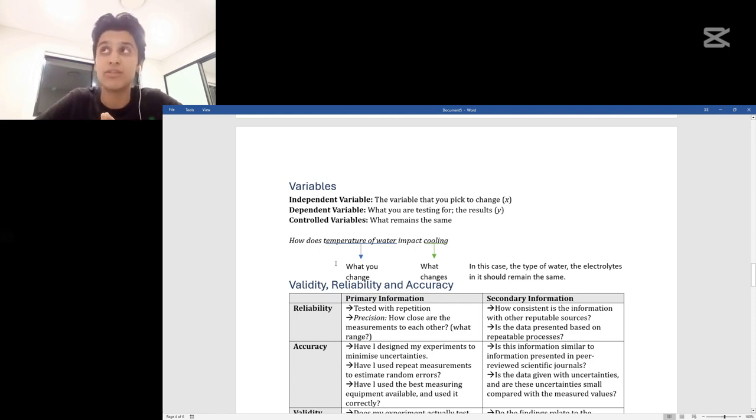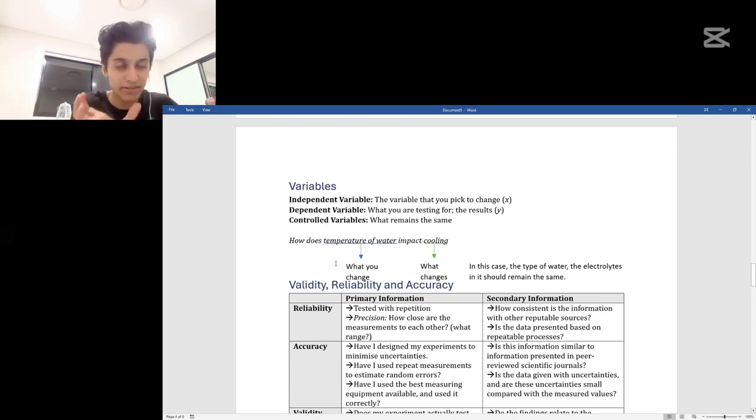Now, controlled variables are what remains the same. So, how does temperature of water impact cooling? Where are the controlled variables? These are the things that you don't change, and if you do, it impacts the experiment negatively. The controlled variable would be the type of water, the electrolytes in it, everything, all of that, if the water is flavored or not. And so these things have the ability to mess up my investigation. And so I have to make sure that they remain the same throughout all my tries, throughout my entire experimentation procedure, so I don't mess up. And so those are my controls. I don't change them throughout the entire experiment. They're decided upon and then they're set aside, and then I'm just working with my independent and dependent variables.